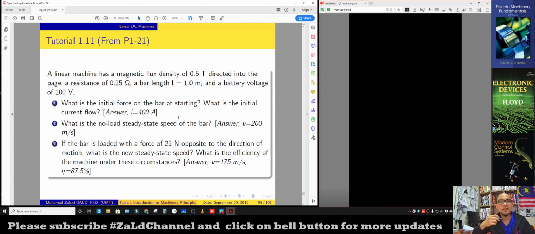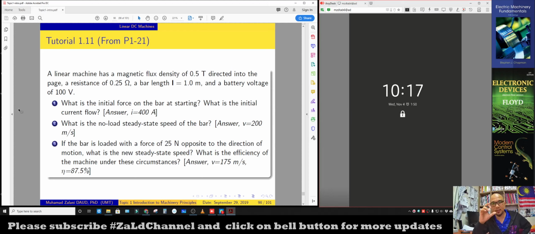This one is actually related to the linear DC machine, which is the last part that we have learned. So let me firstly read the question again. A linear machine has a magnetic flux density of 0.5 Tesla directed into the page, and a resistance of 0.25. This resistance could be the internal resistance of the battery, because a battery also has resistance. The length of the bar is L equals 1 meter, and the battery voltage is 100 volts. So that's all the information given for us to answer the three questions here.